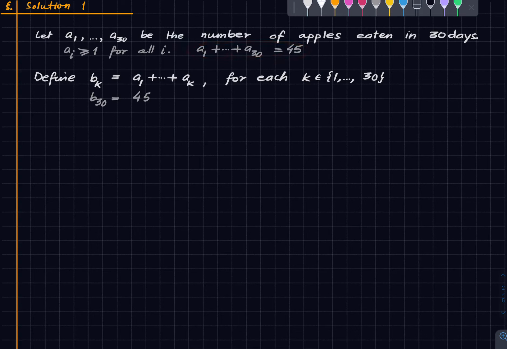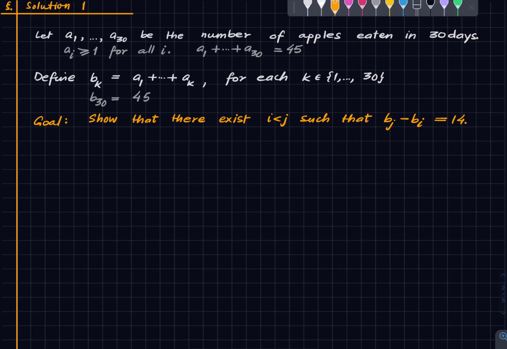So what does the problem ask us to show? So the goal is to show that there exists i less than j such that Bj minus Bi is equal to 14. Right? So just realize that this is what the problem asks us to do.